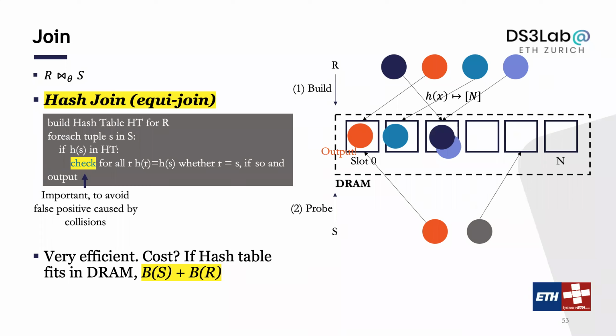Right? And of course, there's a whole bunch of limitations here, right? First one, you can only do equijoin, right? So I cannot do other types of joins, but assuming I'm able to do this, and assuming the hash table fits in memory, assuming you are doing equijoin, it's very, very efficient.